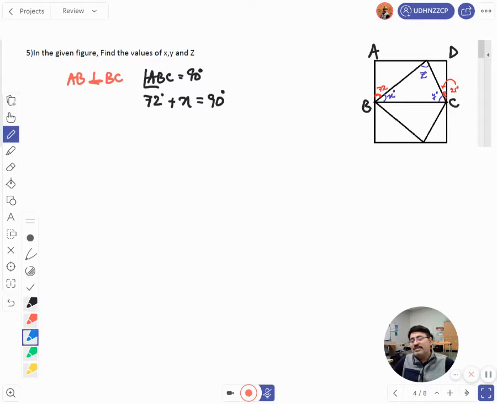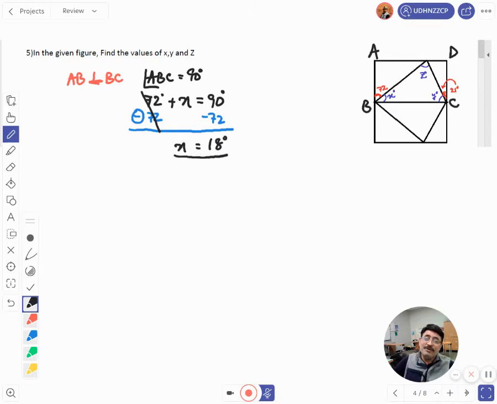Now here onwards it's easy. We go for the inverse operation, that is, take away 72 on both sides in order to isolate x. Then after the cancellation, x equals 90 minus 72, which is 18 degrees. We solved just one part. We have to figure out two more, y and z.